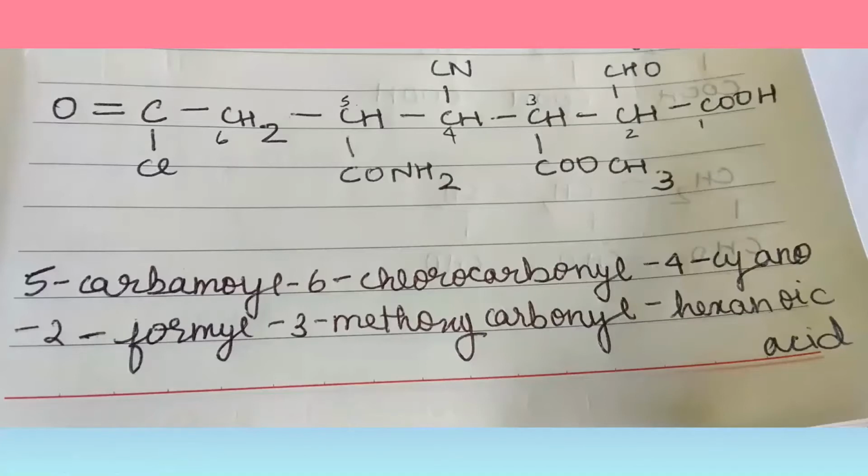So let's decode this entire name. It looks complicated, but once you are thorough with all the prefixes, it's very simple. You just write down the locant number and the prefix, in alphabetical order. That's it. It is that simple.